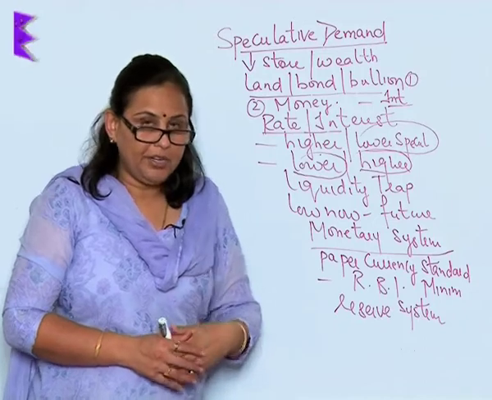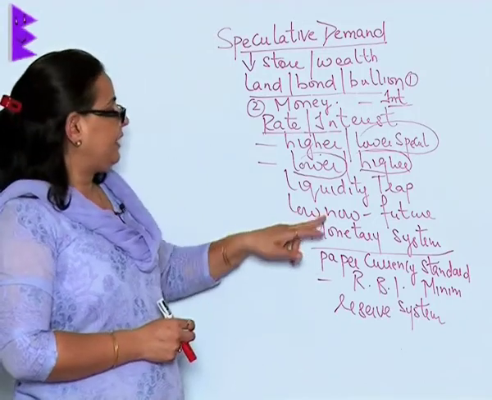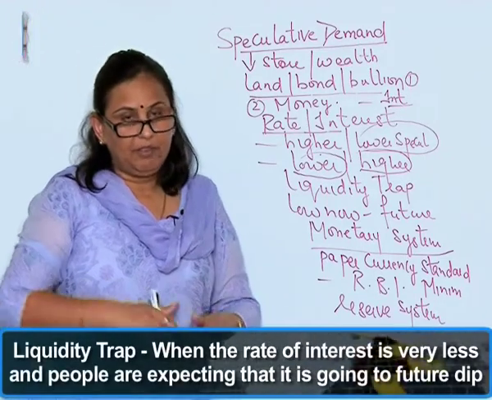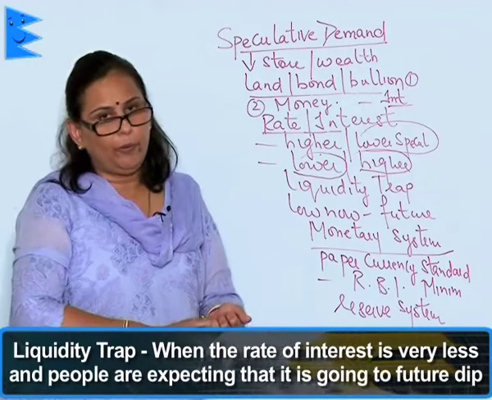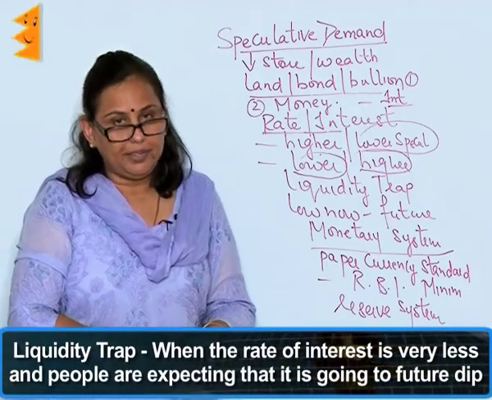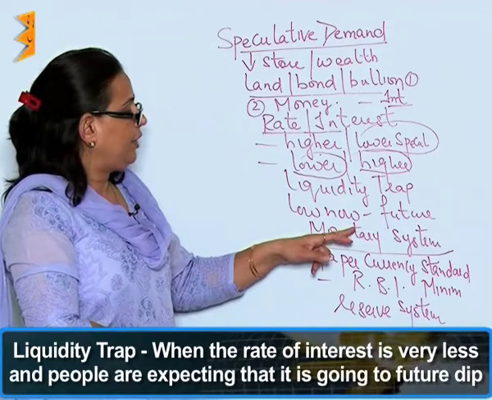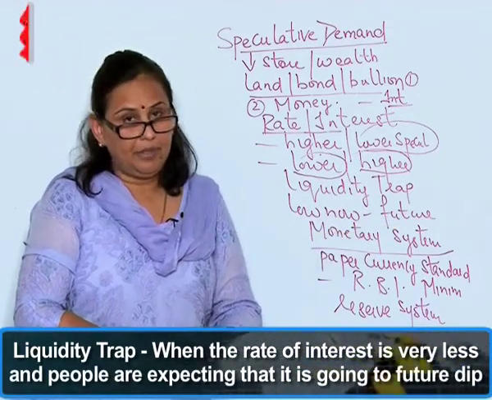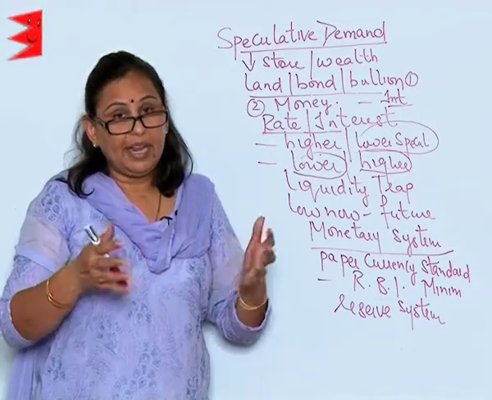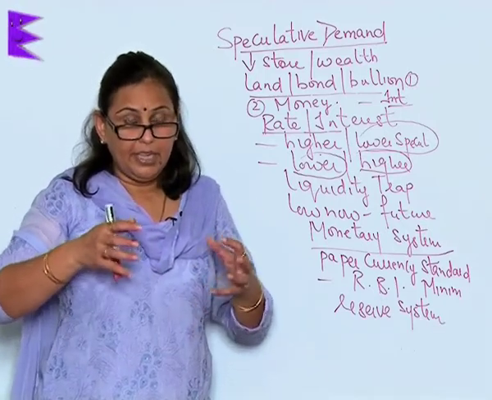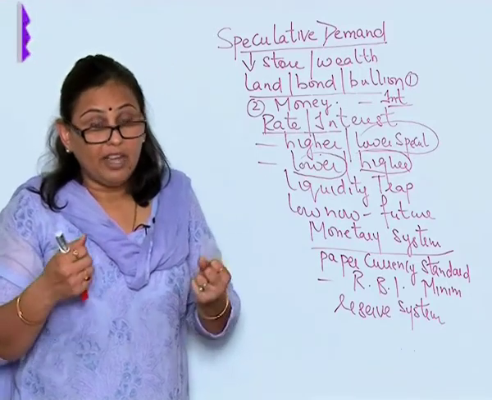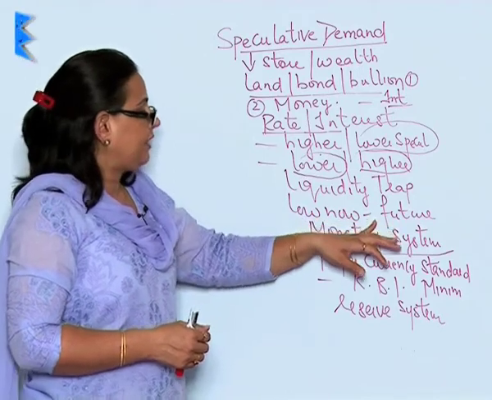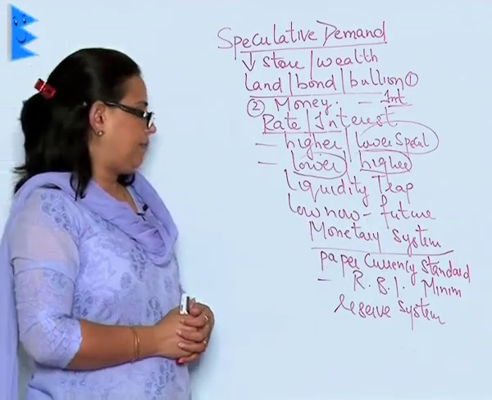The next important term in this context is the liquidity trap. Liquidity trap is when the rate of interest is very low and people are expecting that it is going to dip further in the future. That is liquidity trap. When the money remains inactive, when the money is not doing its functional part, when it is not becoming active, that's called a liquidity trap.